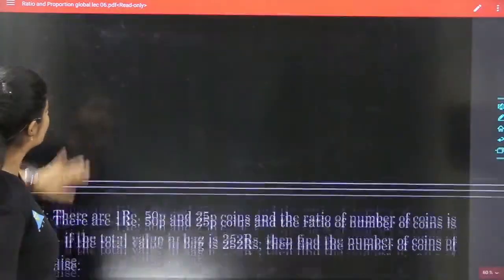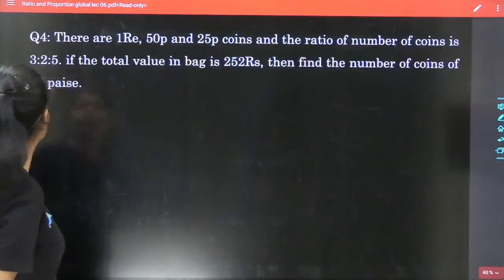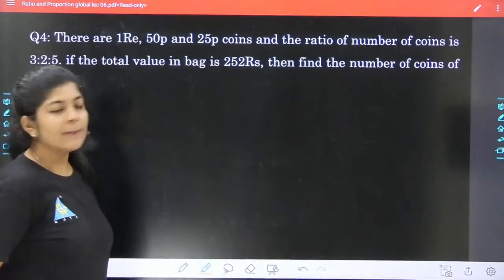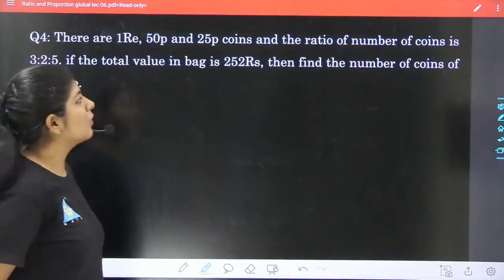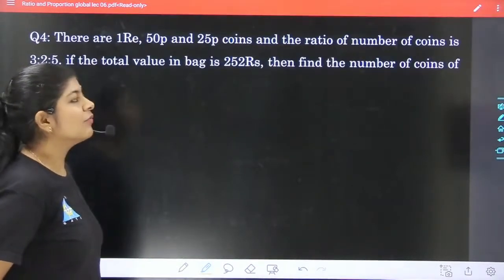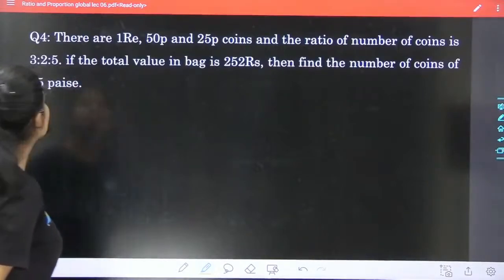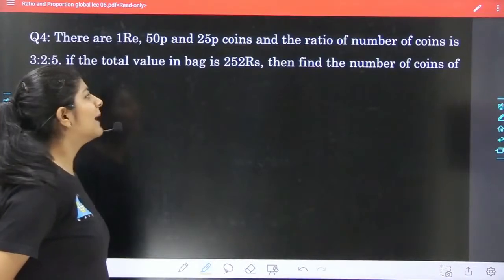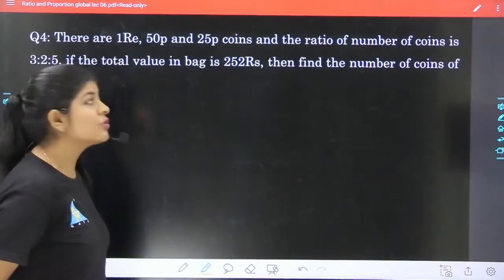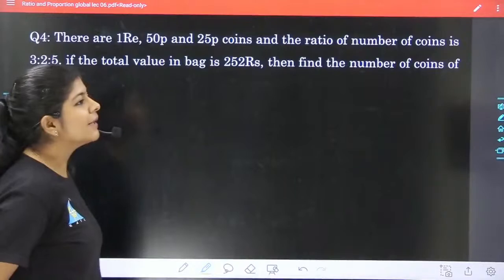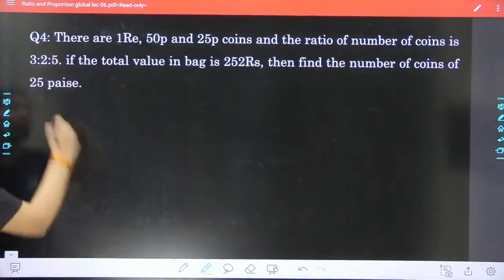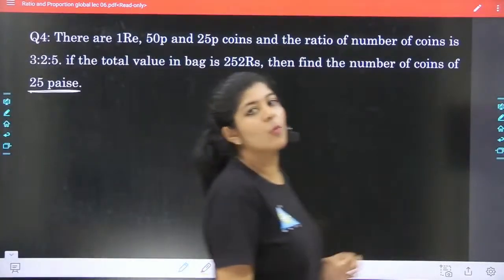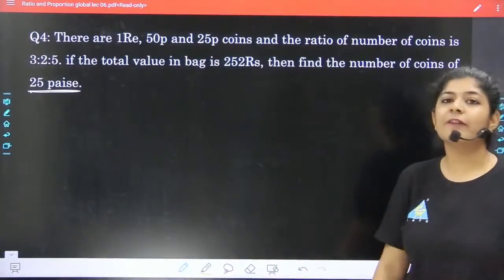Question number 4, which is quite similar. There are 1 rupee, 50 paisa and 25 paisa coins, and the ratio of the number of coins is 3:2:5. If the total value in the bag is 252 rupees, then find the number of coins of 25 paisa.